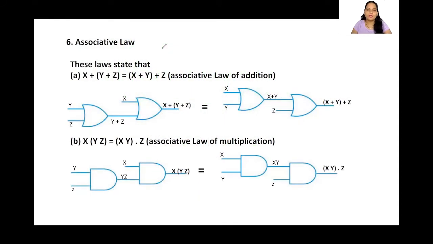Hello everyone, welcome back. So we are learning the lesson Boolean algebra and we have already seen five laws of Boolean algebra in the last sessions. So today we are going to learn associative law and distributive law. So let's go ahead and start with the associative law.